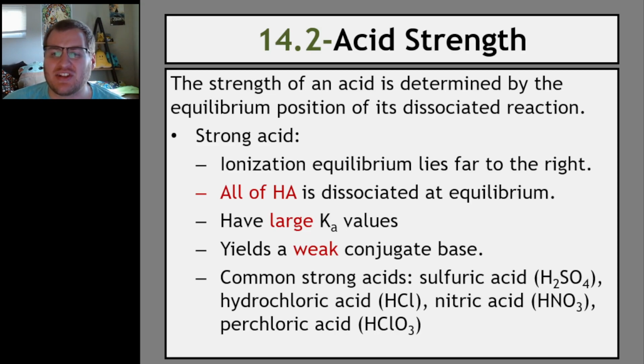The ionization equilibrium lies far to the right, meaning with a strong acid, the entire thing dissociates. It makes a lot of products. All of HA, all of our acid, is dissociated at equilibrium. Because of this, they have very large Ka values, and they yield very weak conjugate bases. Here are a couple examples of strong acids: sulfuric acid, H2SO4, hydrochloric acid, nitric acid, and perchloric acid. A couple other examples would be hydrobromic acid, HBr, which I think I included for you on your worksheet.